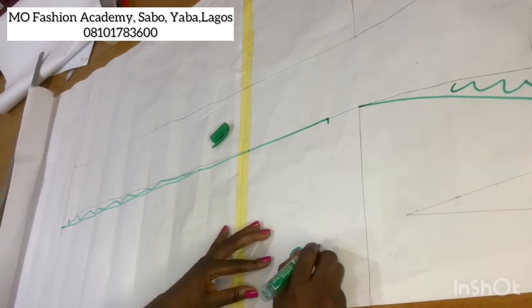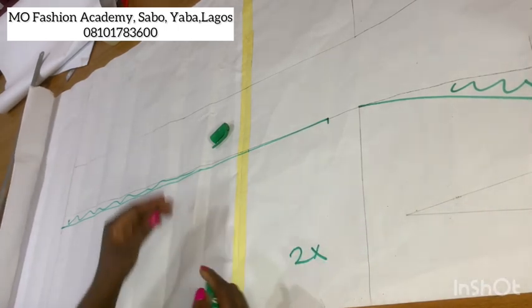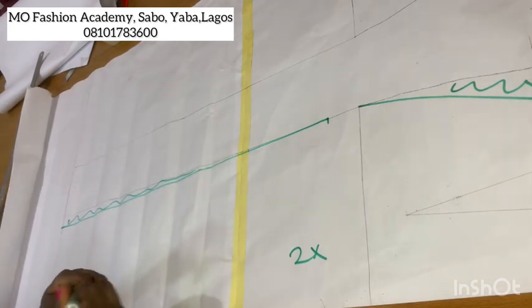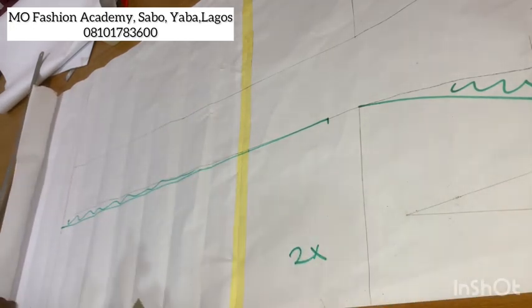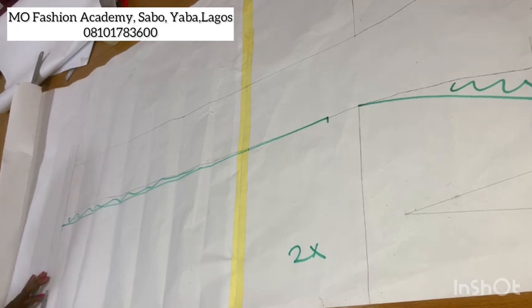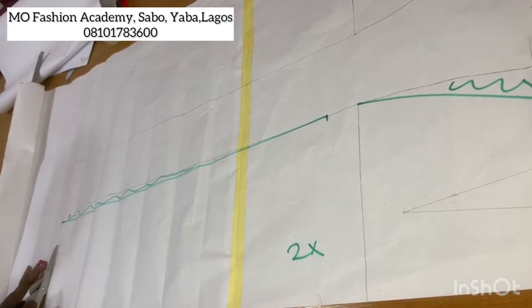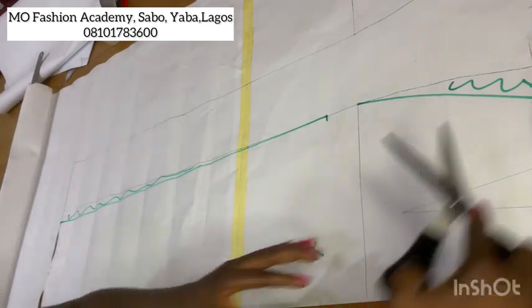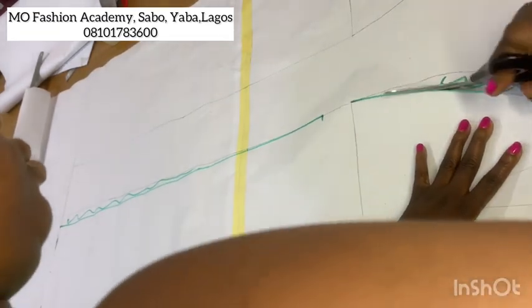Now you're going to cut this pattern 2 times. Remember to add 1 inch at the center front because there's an opening. So that 1 inch will account for the slits that we are going to add in front of the skirt part of this pattern.